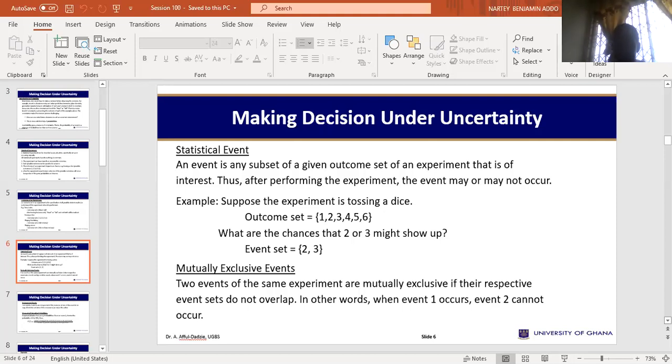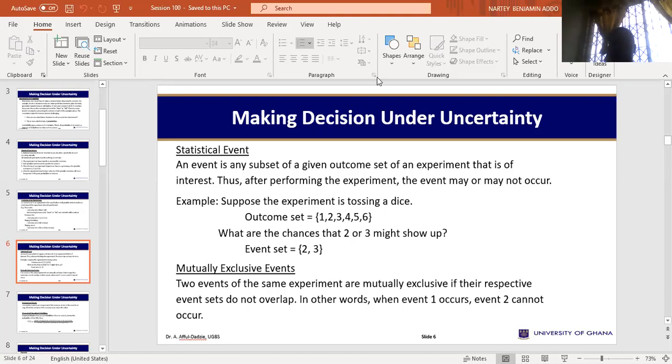Then we have some properties assigned to events. We have what we call mutually exclusive events, independent events, dependent events and so on. Here they said we should look for mutually exclusive events. That is, 2 events that cannot both occur, right? Something that we can identify exclusively or uniquely. That is, 2 events of the same experiment are mutually exclusive if their respective event sets do not overlap.